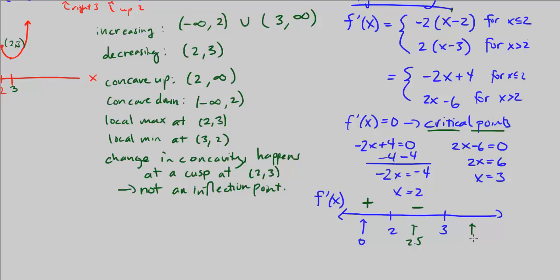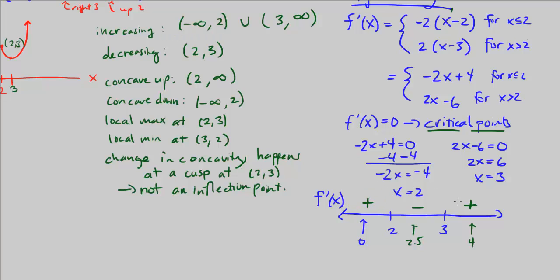Finally, we're going to choose any point here. I'm going to use 4. You can use 5, you can use 500. I'm going to use just simple ones. X is greater than 2, so 4 is greater than 2. We're going to use this piece of our f prime of x. Plug in 4. 4 minus 3 is 1. 1 times 2 is 2. 2 is positive.